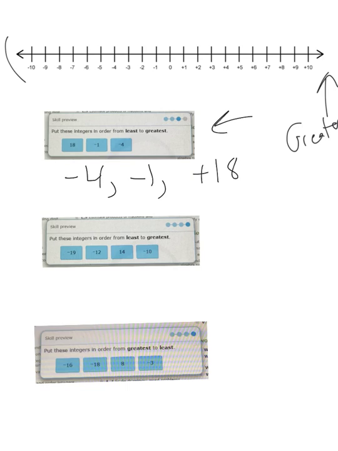For the next example, -19, -12, 14, and -10. -19 would be somewhere way over there on our number line. It's like owing $19 is going to be the smallest. Then owing $12 will be the next smallest, because that again is somewhere over there. Then we have -10, which is right about there. And then having $14 or positive 14 is obviously the richest person or the biggest number.